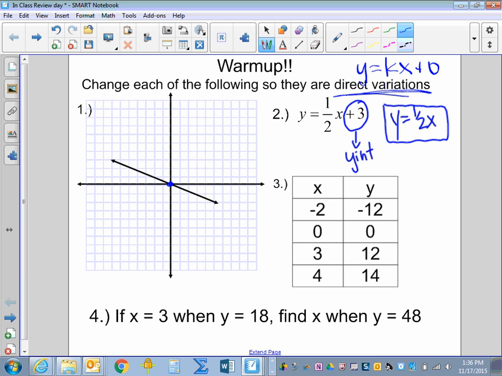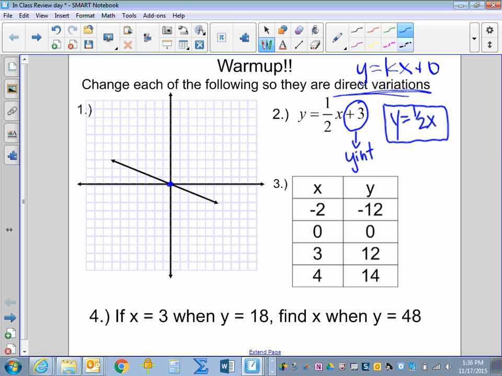Alright, number 3, we have a table. So again, this is what we talked about last class. Direct variations go through my origin. Equations have a y-intercept of 0. Now for my table, how do I know if a table is a direct variation?